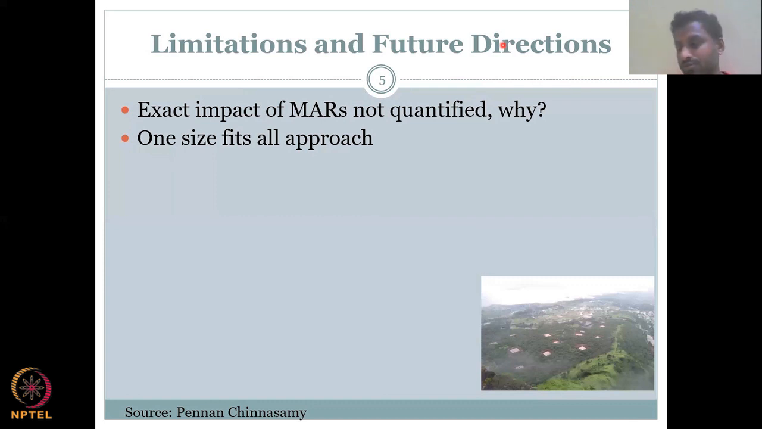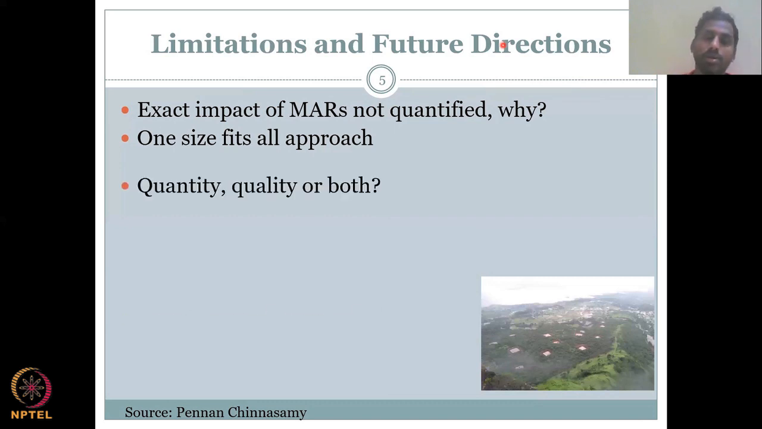It cannot be easily used for other regions. So we need to be very careful about that. There's no one size fits all. Each size is for a particular person or particular member in the family. Same way, one type of check dam cannot be suited for all applications.